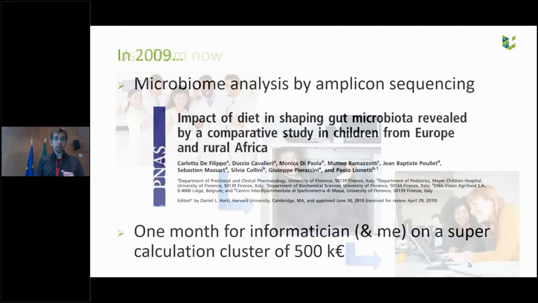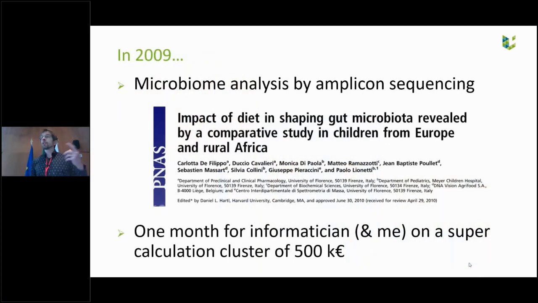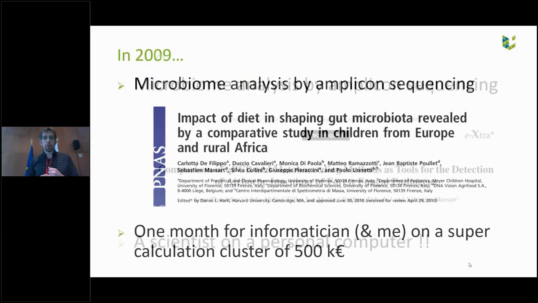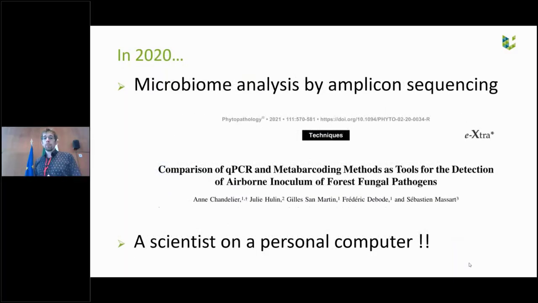So, just to give you a personal example. I started 15 years ago on high-throughput sequencing, and we made a first publication on amplicon sequencing, easy stuff normally. But at that time, I remember a month of a bioinformatician and me exchanging with each other on a super calculation cluster built by the company to carry out a basic amplicon sequencing analysis. And if I look afterwards, in 2020, 10 years after, the same kind of analysis could be carried out by a scientist on a personal computer.